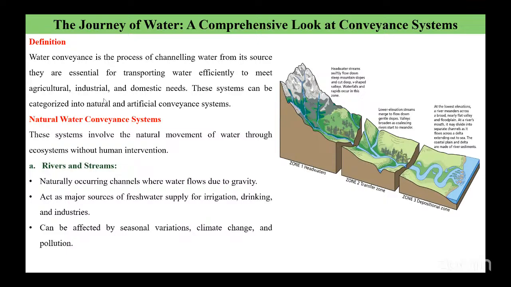So, water conveyance is the process of diverting or distributing the water from its source, and it is essential for transporting water efficiently in order to meet a particular need, for the agriculture sector, irrigation sector, industrial sector, domestic needs, etc. These systems can be classified into natural as well as artificial. Artificial ones are human made. Natural ones are directly formed.